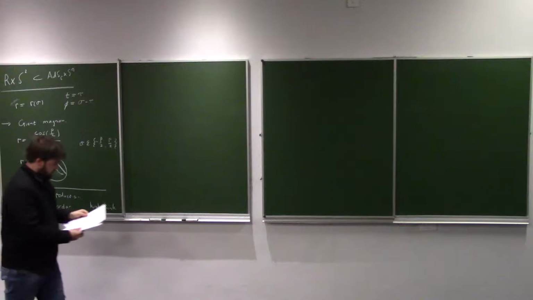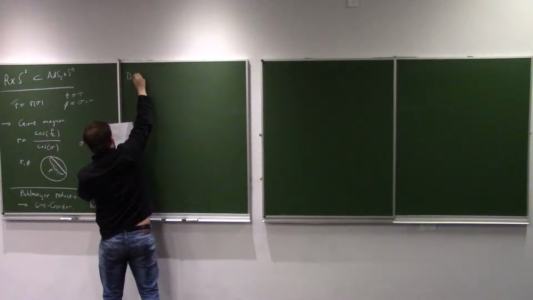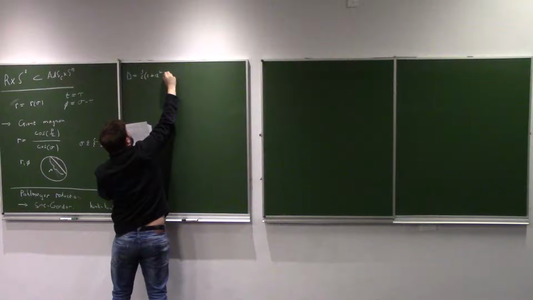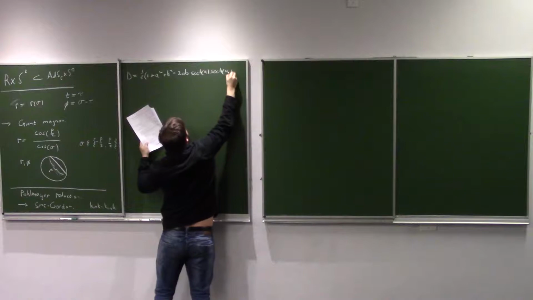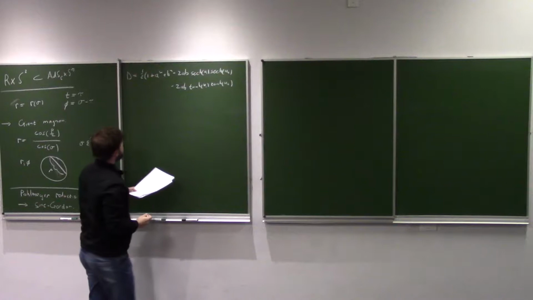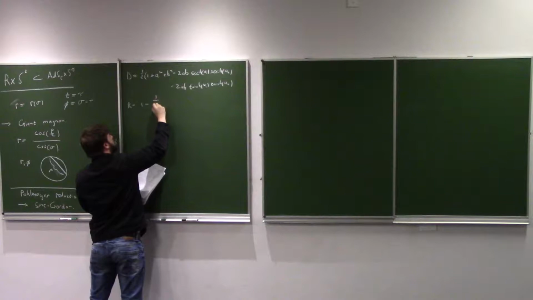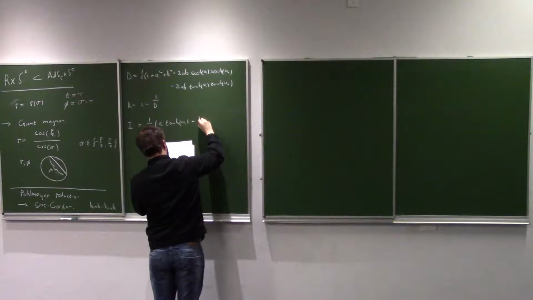This one I introduced in the last tutorial, but I'm just going to summarize what that was. The scattering solution looks as follows. It's quite a long expression, but just bear with me. Half of 1 plus a² plus b² minus 2ab sech(u1) sech(u2) minus 2ab tanh(u1) tanh(u2). And then you also need to define this r, which is equal to 1 minus 1 over b, and this I, which is given by 1 over (b minus a tanh(u1) minus b tanh(u2)).